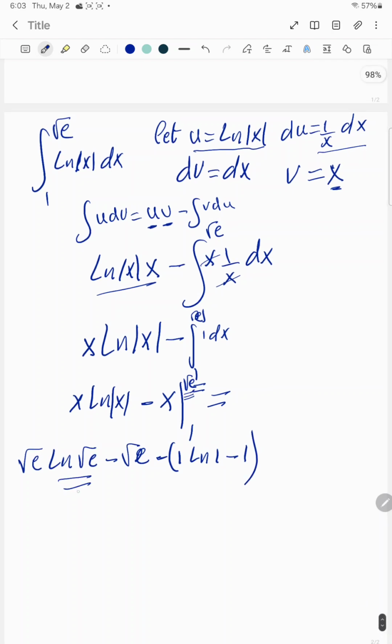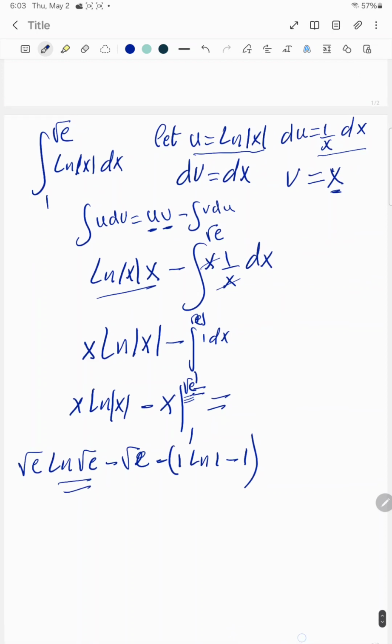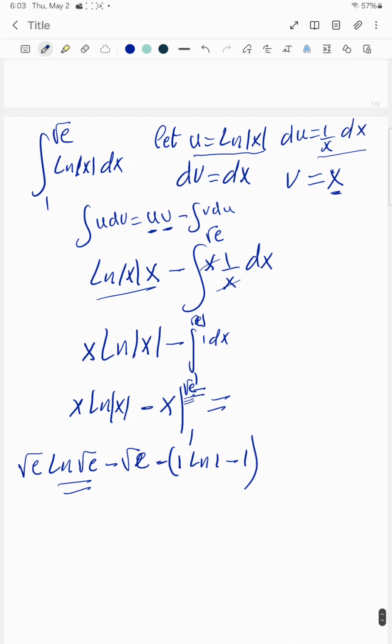And here I can write ln of square root of e as ln of e to the power 1/2, because I can replace square root by power 1/2. So it becomes square root of e ln of e to the power 1/2 minus square root of e minus, and I know that ln of 1 is equal to 0. If you put it on your calculator, ln of 1, you will see it's equal to 0.